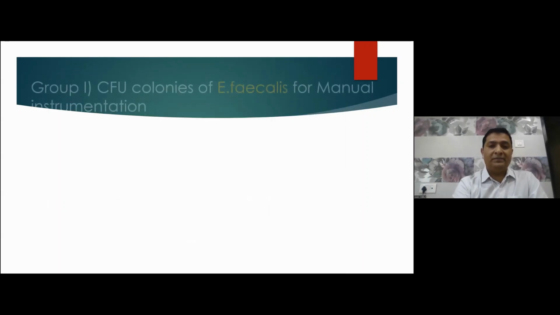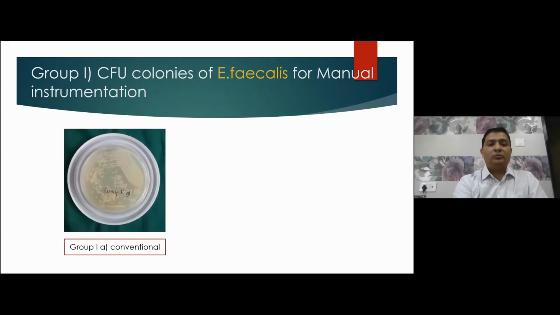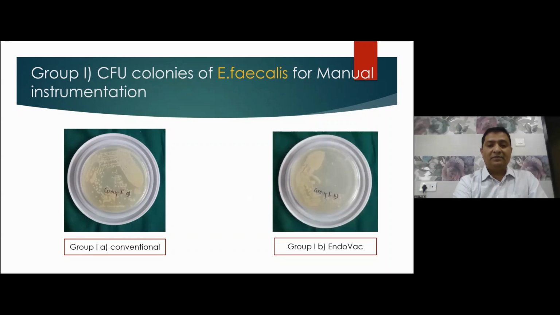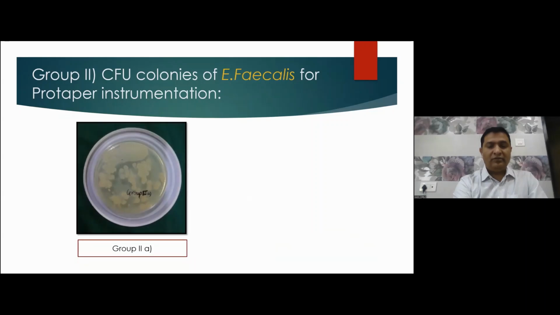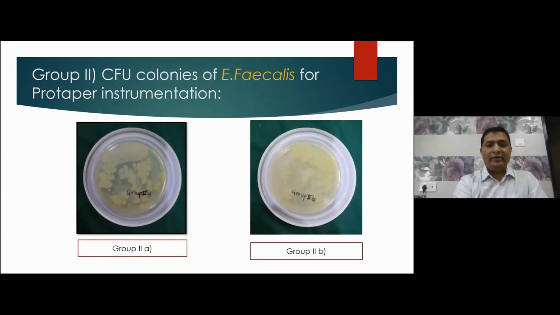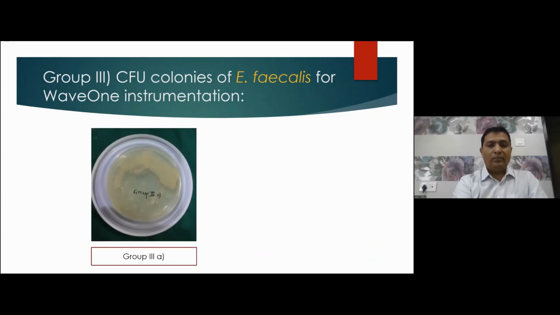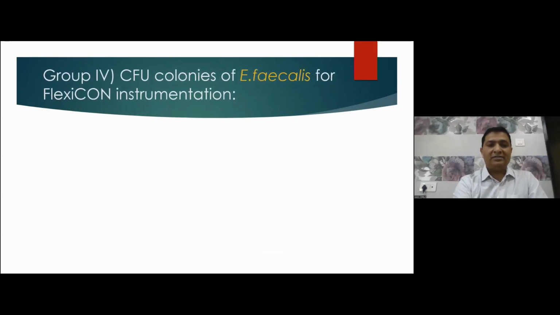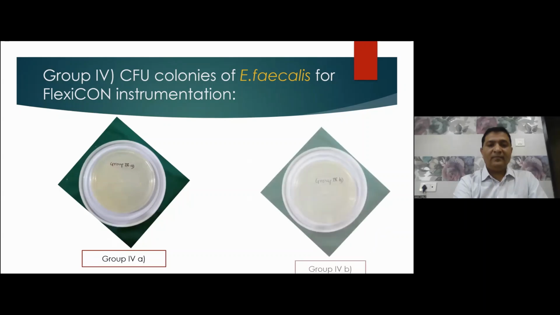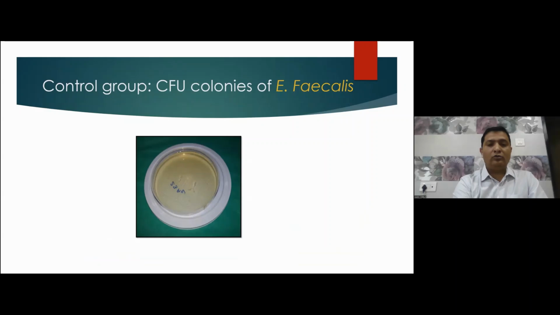Colony forming units, these are the samples obtained for group 1, manual instrumentation with conventional needle irrigation and EndoVac irrigation, then rotary instrumentation with conventional irrigation and EndoVac irrigation. For group 3, that is WaveOne instrumentation, group 3A is conventional needle irrigation, then EndoVac irrigation, and last, Flexicon instrumentation has the least amount of colony forming units of bacteria. The control group doesn't show any colonization of microorganisms.